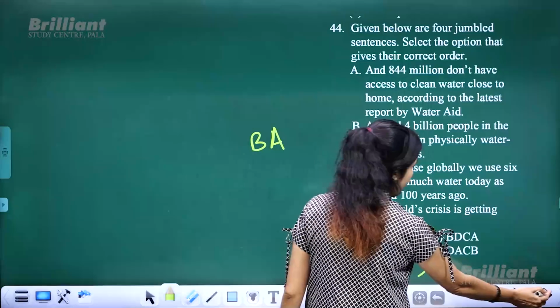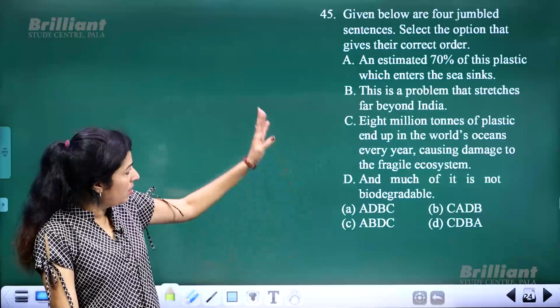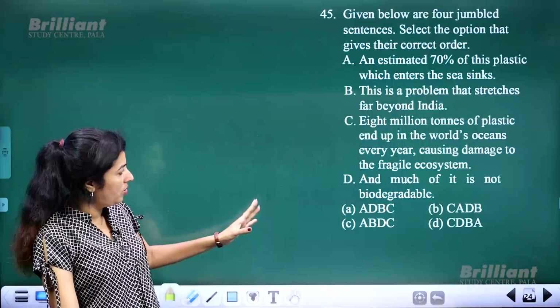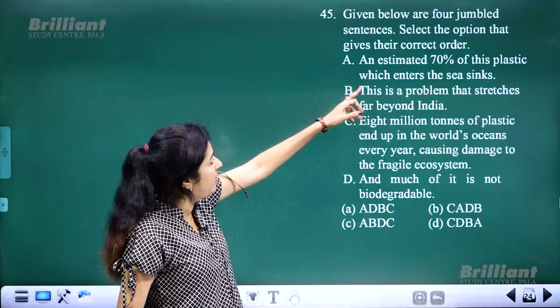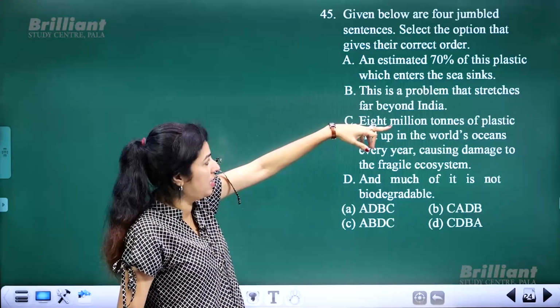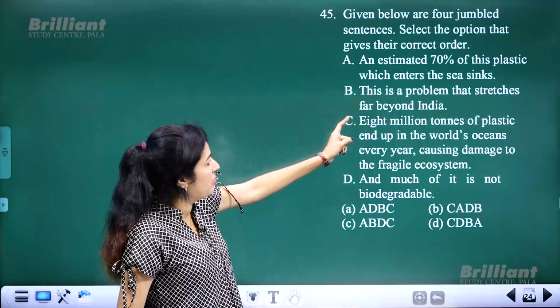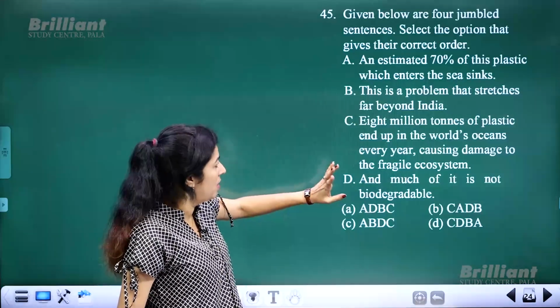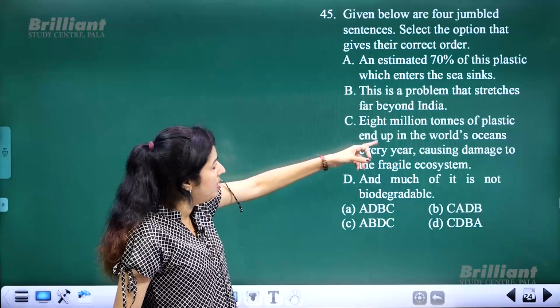Okay. We have one more question of the same type, correct word order, sentence order in which you have to arrange. An estimated 70% of this plastic. You cannot start with A. This is a problem that stretches. Which problem? Not said. So we cannot start with B. 8 million tons of plastic.